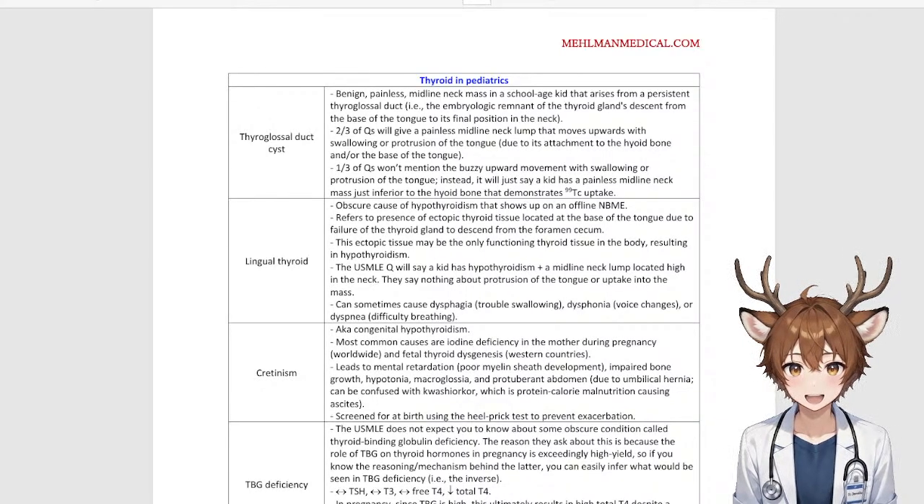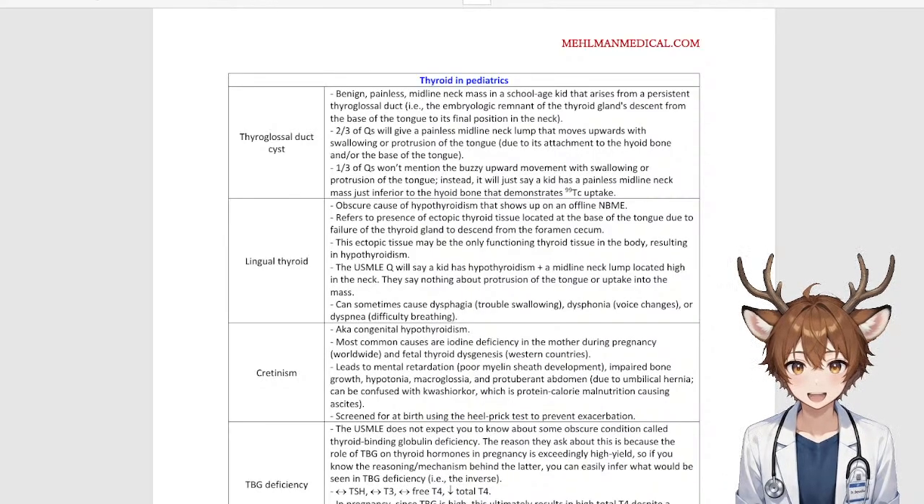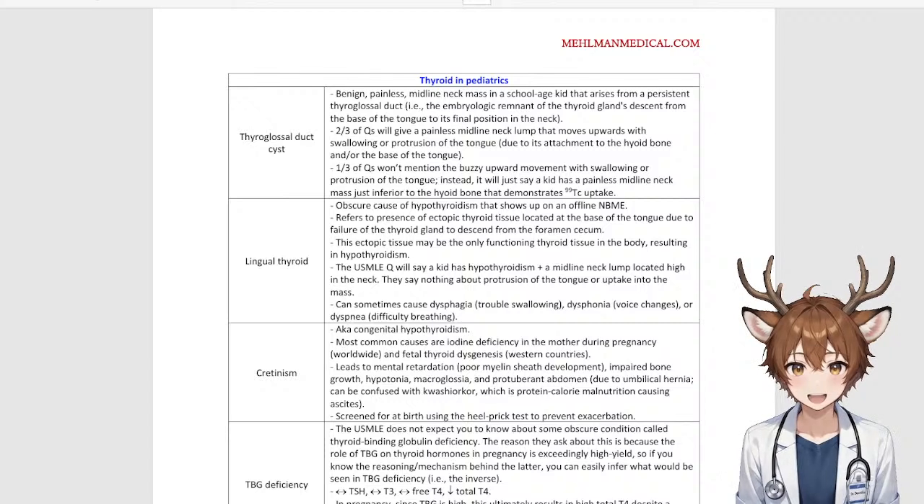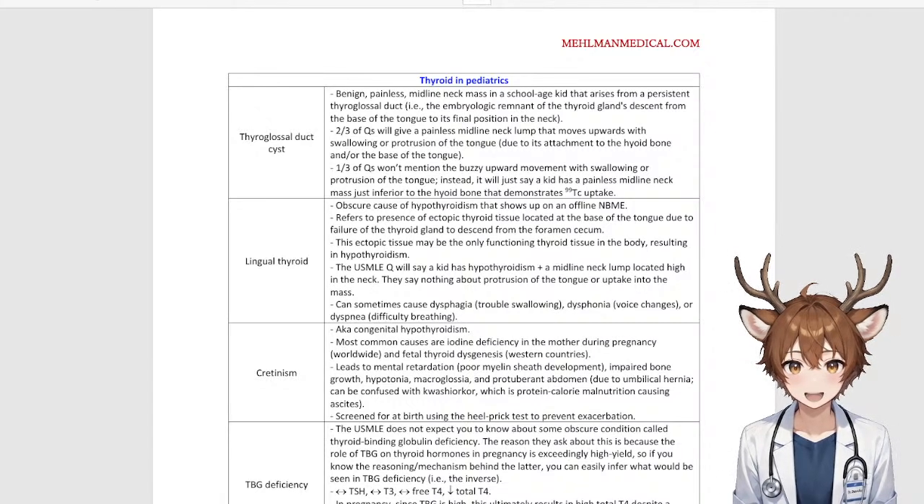One third of questions won't mention the upward movement with swallowing or protrusion of the tongue. Instead, it will just say a kid has a painless midline neck mass just inferior to the hyoid bone that demonstrates 99 technetium uptake.